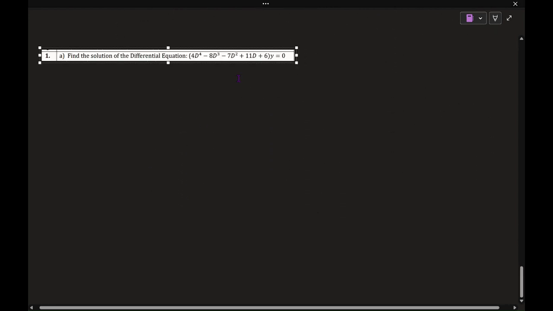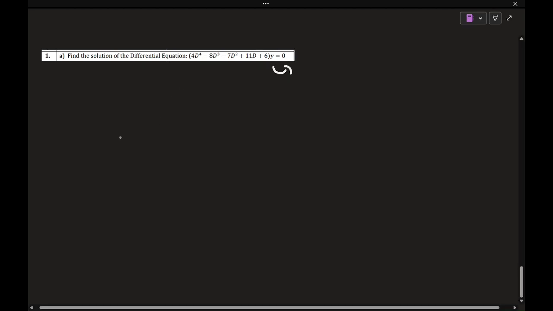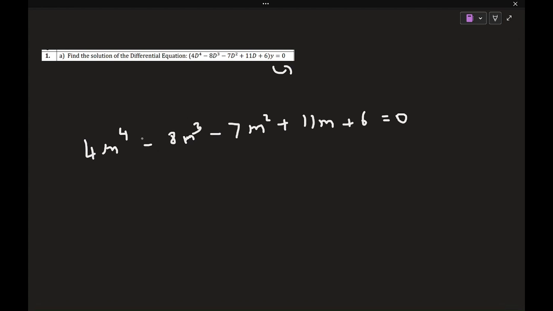So now we'll do a question with power 4, a power 4 LDE. Here my first step is obviously to send y to the right hand side, and I'll directly substitute D as m and write the final auxiliary equation: 4m power 4 minus 8m cube minus 7m square plus 11m plus 6 is equal to 0. This is my auxiliary equation. Now I have to find the individual roots and substitute them in the formula.